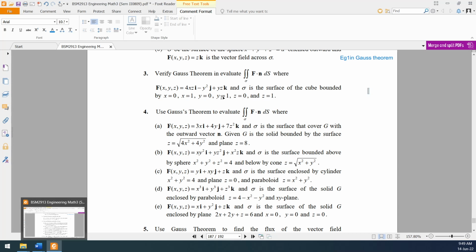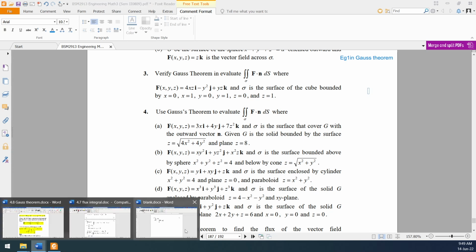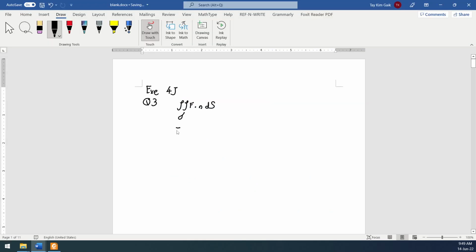The vector F is 4xz i minus y squared j minus yz k. So you have to break the surface into 6 surfaces. Let's say surface 1 is z equal to 0, where the unit normal vector is negative k.